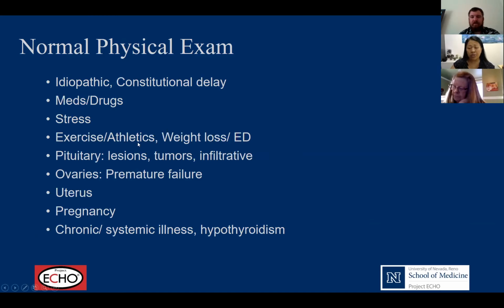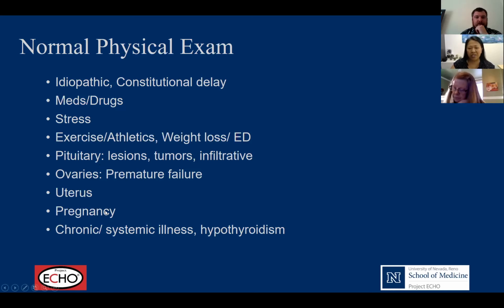Extreme exercise, or someone who's in athletics because they have very low body fat percentage. It could be that they've lost a ton of weight, and so that's actually inhibiting them from being able to get a period because the hypothalamus is suppressed. It could be a pituitary condition. It could be an ovarian condition, which again is rare. It could be the uterus thing, because obviously you can't see the uterus just on physical exam. It could be because they're pregnant.